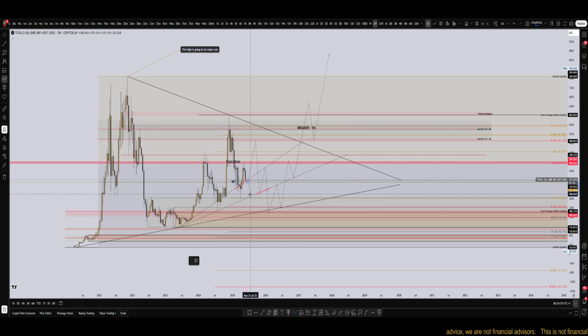So breakdown from here, retest of order block, trend line, and so on. Continuation higher, and this. So the only difference here is that you will not be seeing the uptrend that I'm anticipating to see.